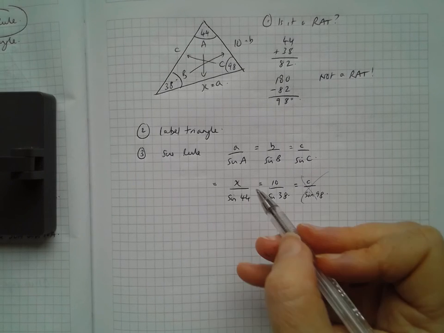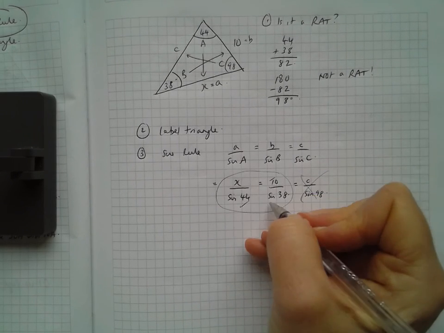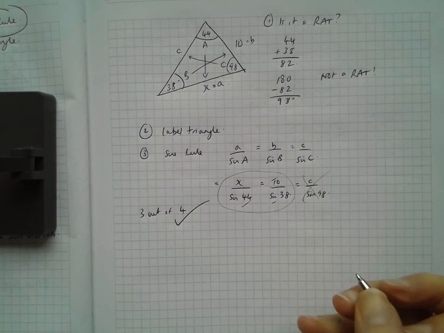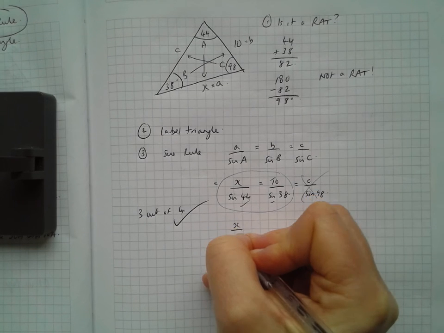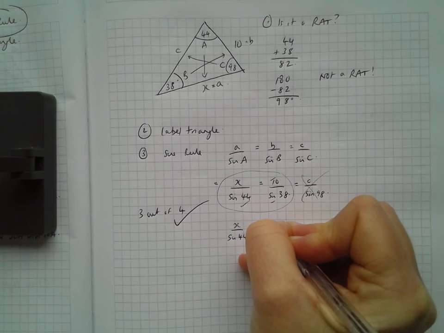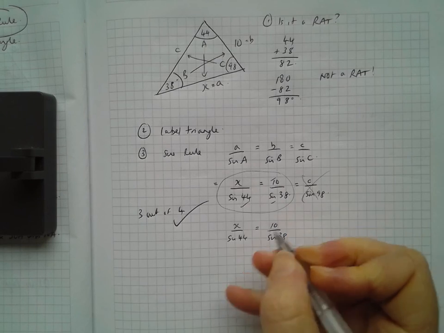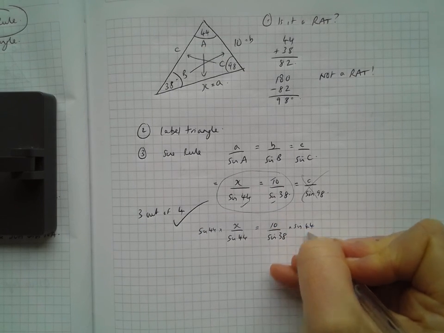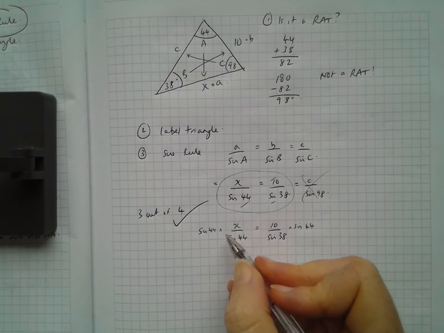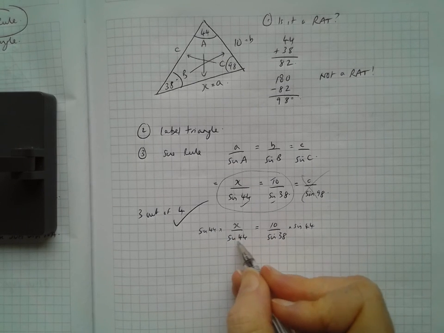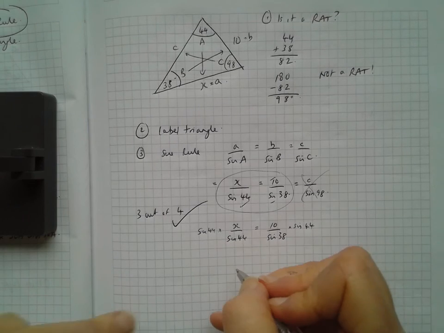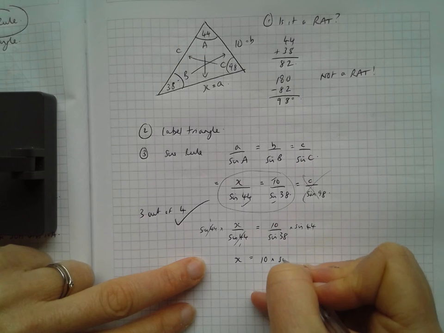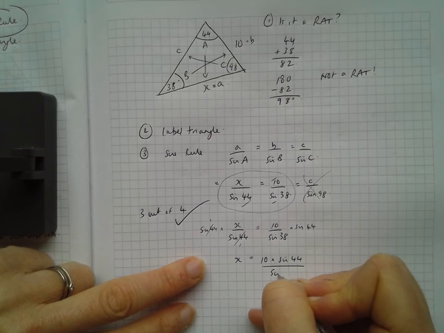So do I have 3 out of 4? 1, 2, 3. Yes, 3 out of 4. So the sine rule is going to work. So x over sine 44 is equal to 10 over sine 38. Multiply both sides by sine 44 because it's messing about with that x, causing a fraction. I don't want the fraction, so multiply both sides by the denominator, which is sine 44. So what I'm left with is x is equal to 10 times sine 44 divided by sine 38.